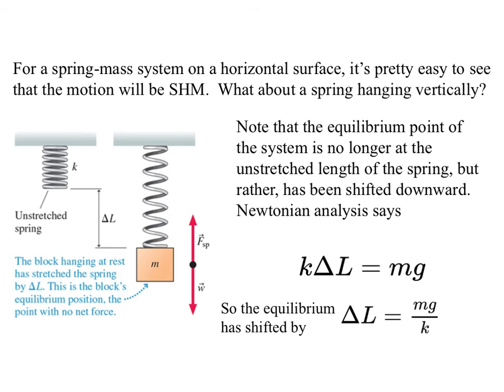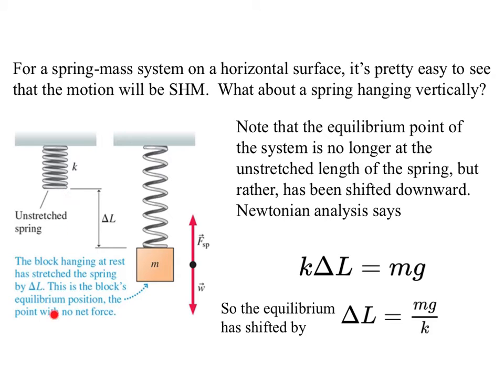Now, for a spring mass system on a horizontal surface, it was pretty easy to see the motion was simple harmonic motion. What about a spring hanging vertically, such as shown on the left here? Note that the equilibrium point of the system is no longer the unstretched length of the spring. Equilibrium is where the force is zero. On the horizontal surface, the force would be zero when the spring isn't stretched because it doesn't want to go anywhere. But on a vertical spring, that's not true. If we were to hang a mass here, the weight will pull it down and the spring is exerting no force upward, so it will move downward.